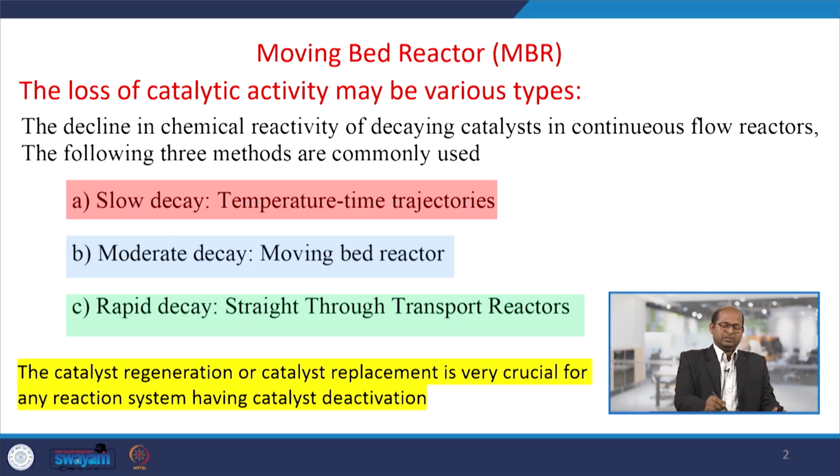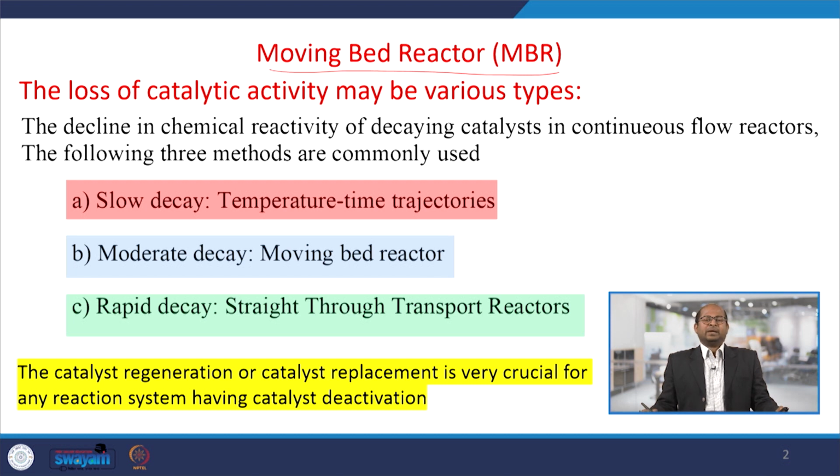Today we will discuss the moving bed reactor. This is one of the reactors. Here the catalyst is taken inside the reactor in the form of a bed. That bed moves at a particular flow rate or velocity. So the catalyst is charged inside the reactor, but it moves along with the reactant, that is, the feed that is charged.